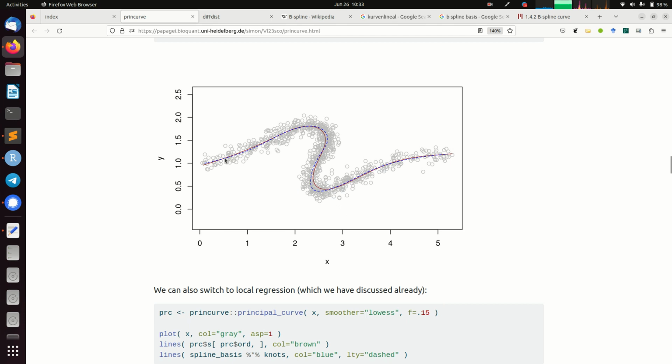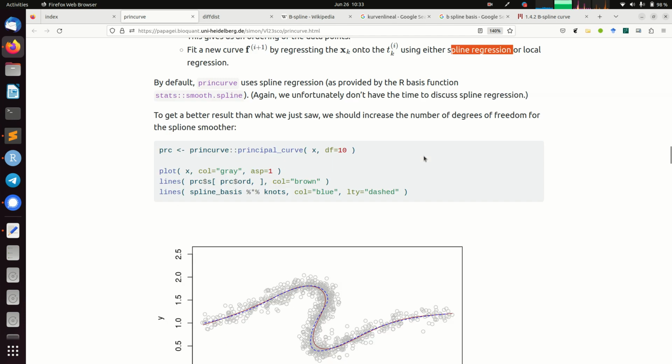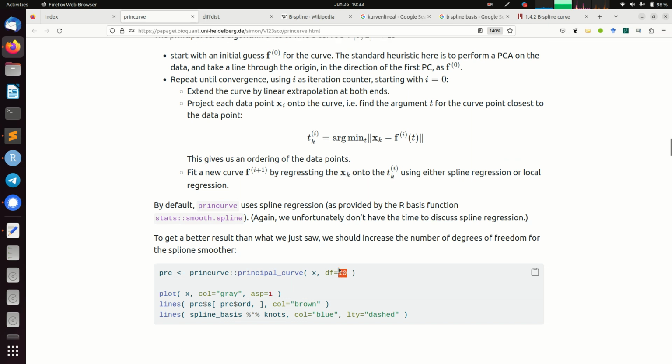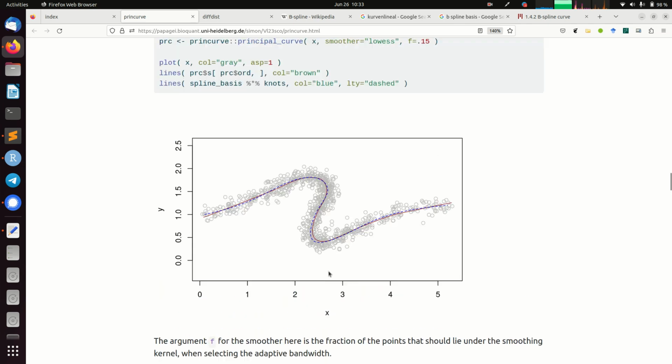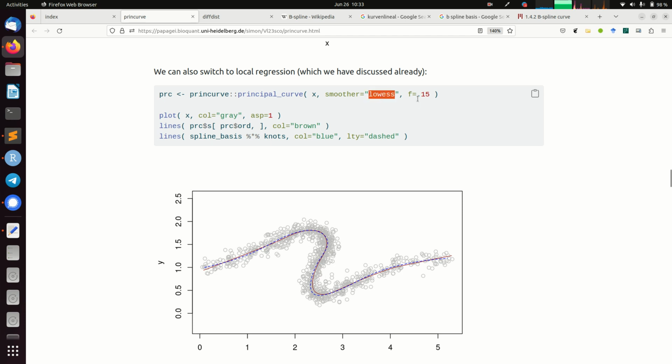And here you see how this looks like with spline regression, if I tell it to make a spline basis with 10 curves instead of 5 basis curves. And here you see how it looks if I tell it to use local regression. In the local regression, you might remember this nearest neighbor parameter that we had, where we made the kernel always wide enough that 20% of all the data points are under the kernel. Here, I used 15%. Because again, when I started it with default parameters, it wasn't able to make tight enough bends to follow the whole curve, and that was because the default value of f, I couldn't find out what it is, but obviously it was too large.